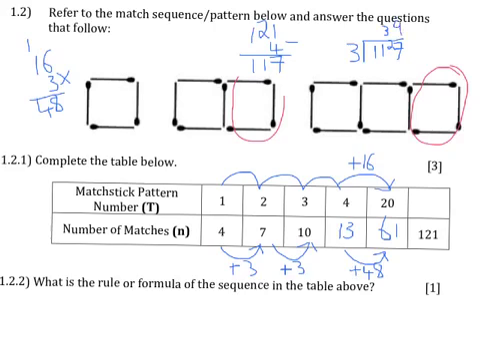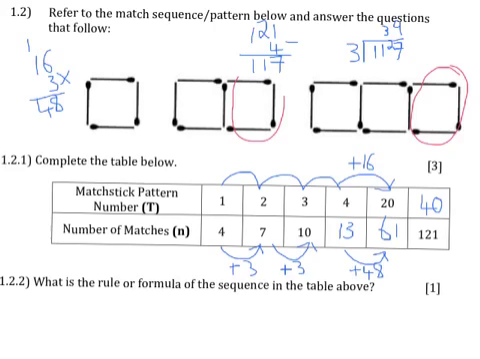Multiplying back, 3 times 39 would give me 117. But I've got to remember that the first pattern is the 4, so I then need to add an additional number to the 39. So this will effectively be the 40th matchstick pattern. And then I'm going to take you to the formula, and we'll see that this actually does work.